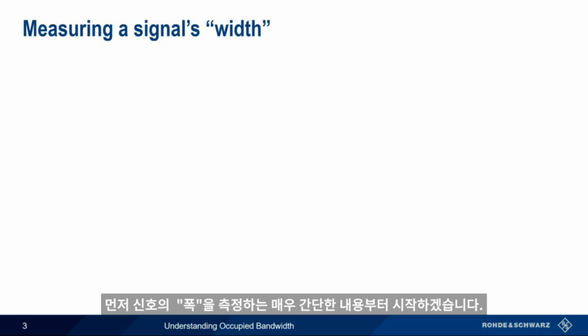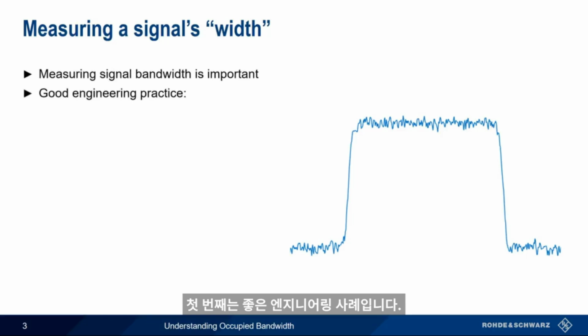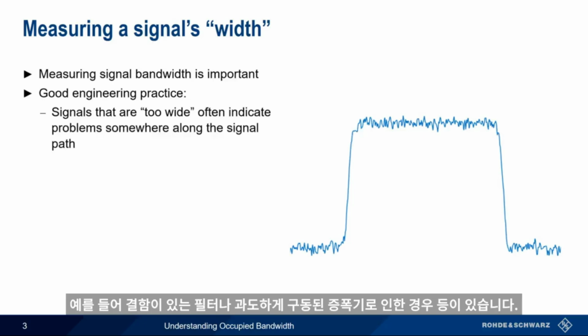We'll start with what would seem to be a very simple task, measuring the width of a signal. There are two main reasons why we might need or want to measure the width of a signal. The first of these we'll call good engineering practice. A modulated signal usually has a well-defined shape and well-defined limits, so if the signal width begins to change or to grow, this is often a good indication that something is wrong somewhere along the signal path. For example, a faulty filter or spectral regrowth caused by an overdriven amplifier.